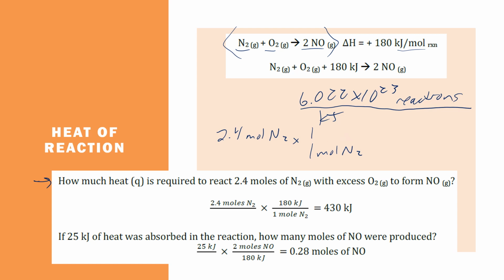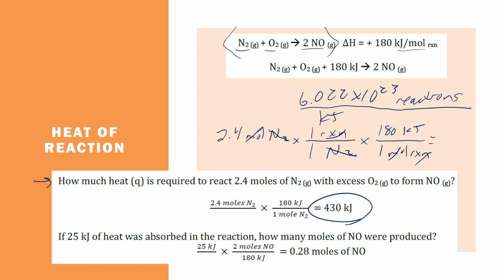Or you could even write it like this. Every one reaction has 1 N2 molecule. I like this way a little bit better because I think it's a little easier to understand conceptually. So I have 2.4 moles of N2. The N2 cancels, and so you'll have 1 reaction. And then from here you can get to the 180 kilojoules for every 1 mole of reaction. The moles cancel, the reaction cancels. And so that's how you get the 430 kilojoules.